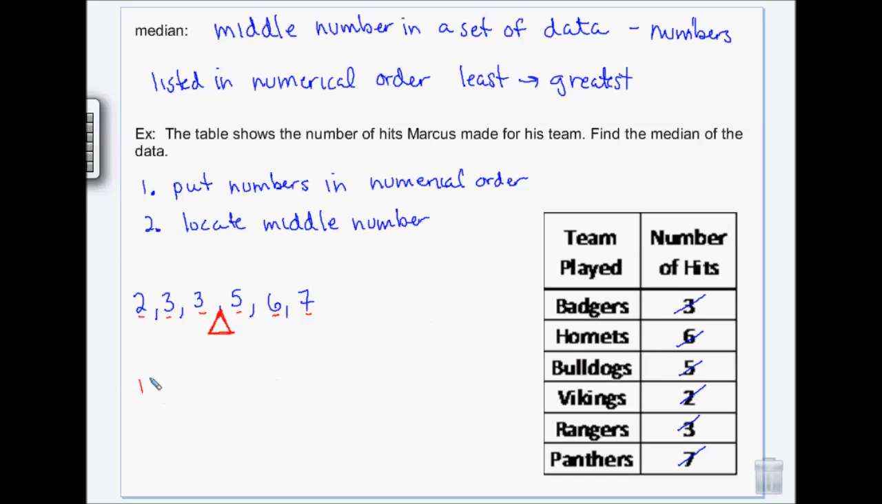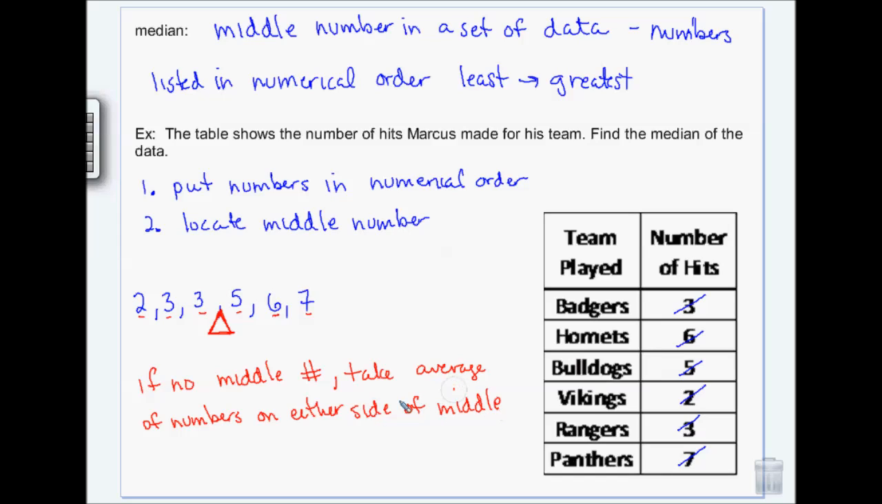So if that happens, you take the average of the two numbers on either side of the middle. So what I would do is 3 plus 5 and divide that by 2. So my median would be 4.